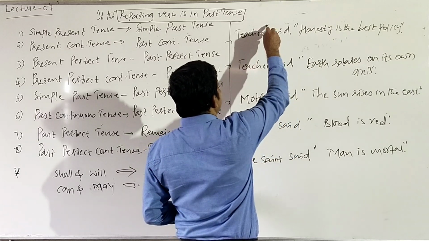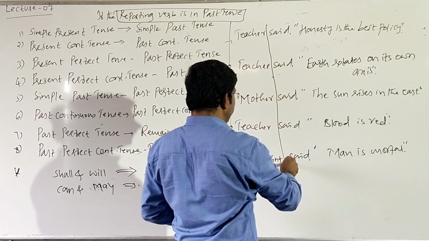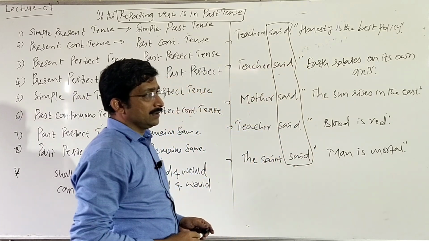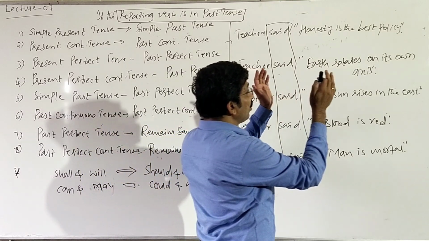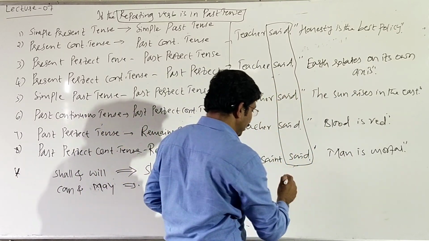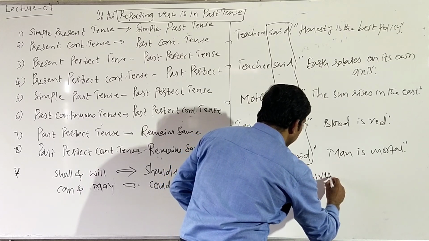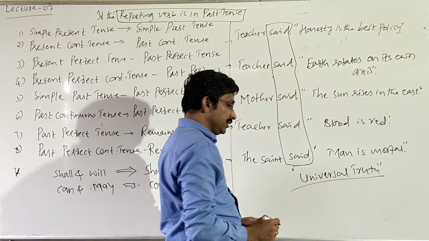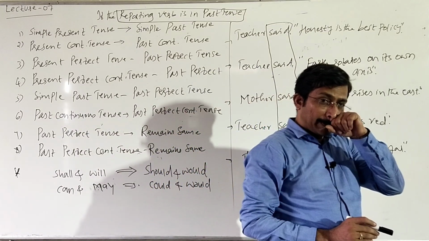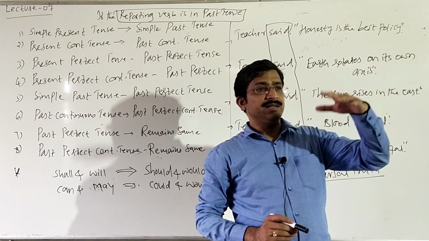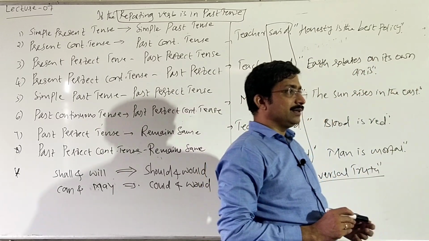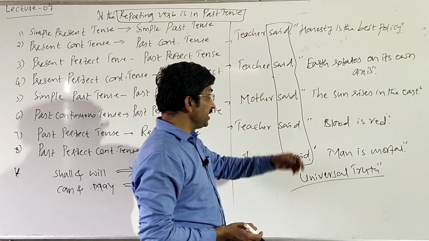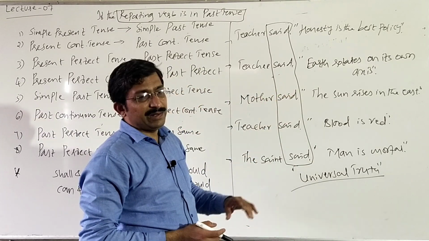Though the reporting verb is in past tense here, the content within the inverted commas is a universal truth. It is universal truth. They remain as it is in past, in present, and in future. So we cannot change its tense form. If we change its tense form by using the rule or law, the meaning will be changed.